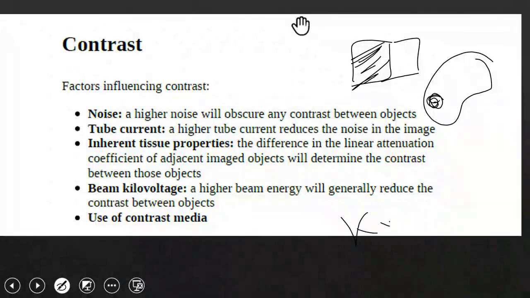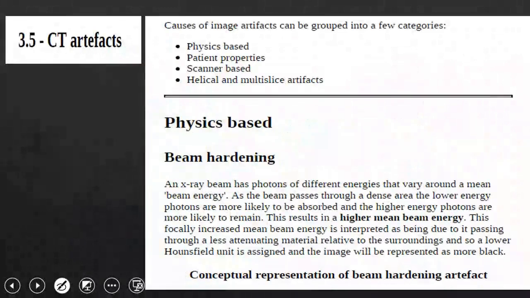Higher beam energy means higher kV. If you increase the kV, it will reduce the contrast. We have discussed before that increasing the kV increases the penetration power and reduces the contrast between the objects. The use of contrast media is supposed to enhance the contrast in the image.